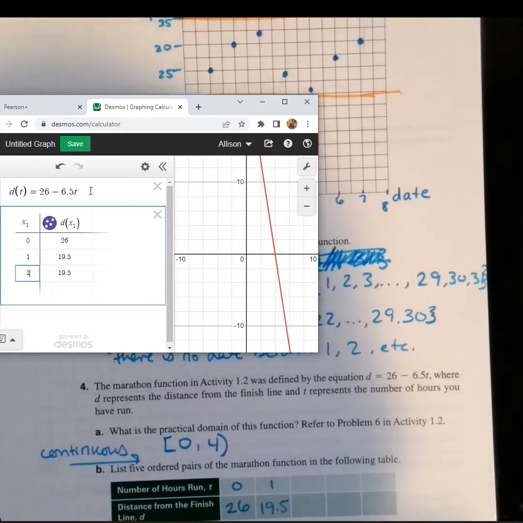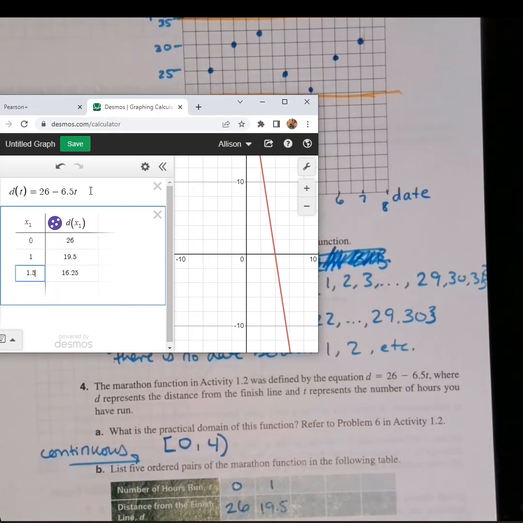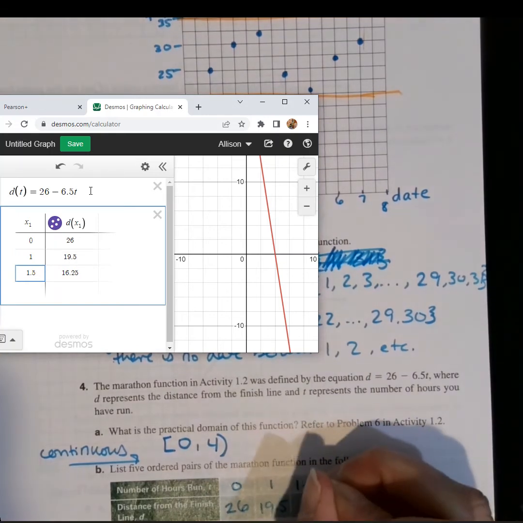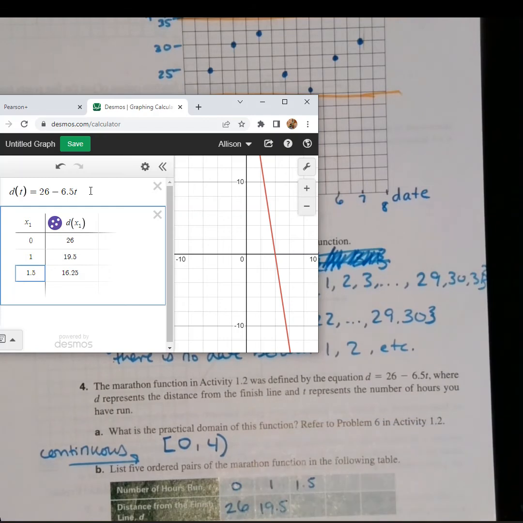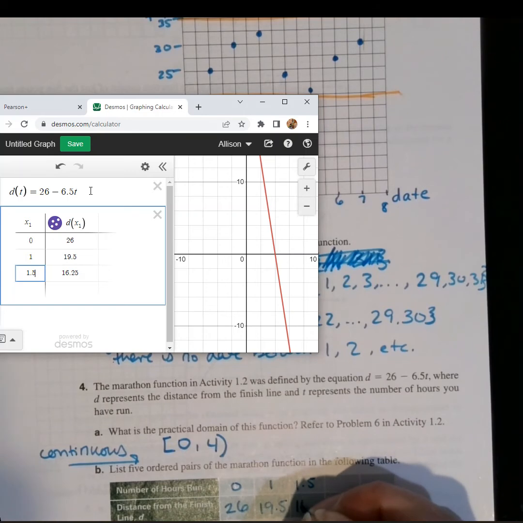And then I'll say 1.5, because I get to make these up. It doesn't say what I have to do. I'm just going to emphasize the fact that I don't have to run for 2 hours. I could just say 1.5. So why not illustrate that I can put a decimal value in here. 1.5 hours of running means I have 16.25 miles left to go.